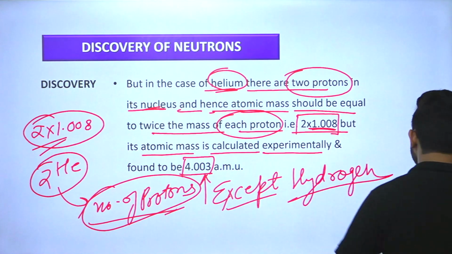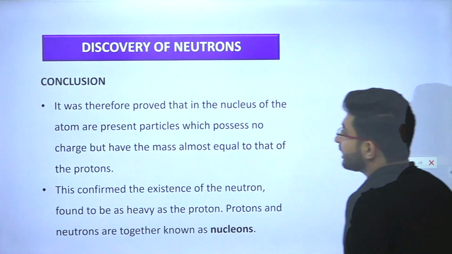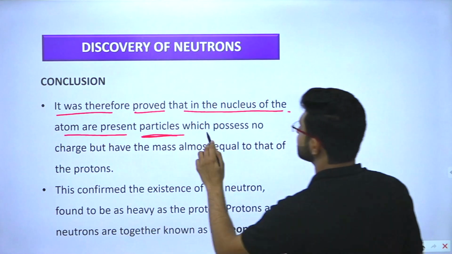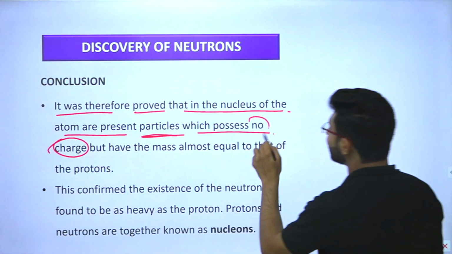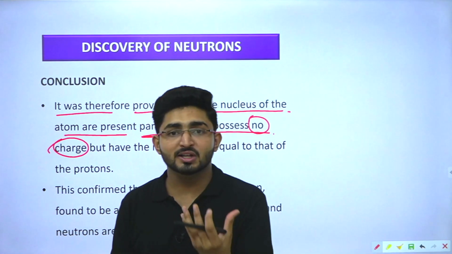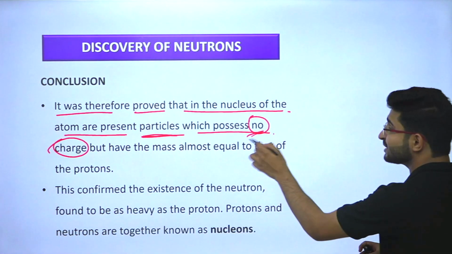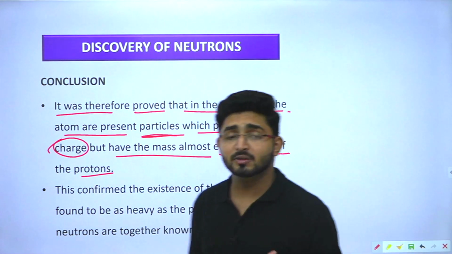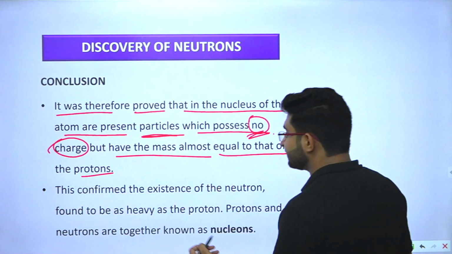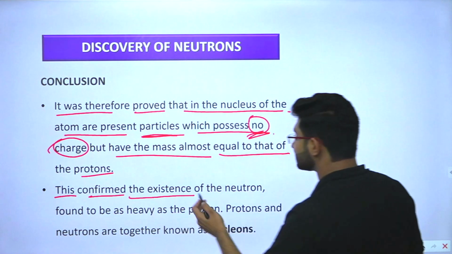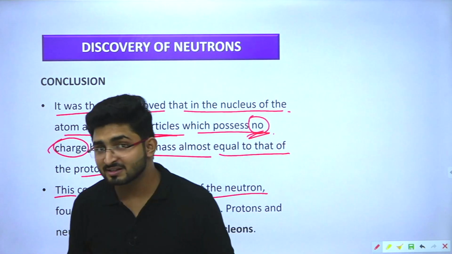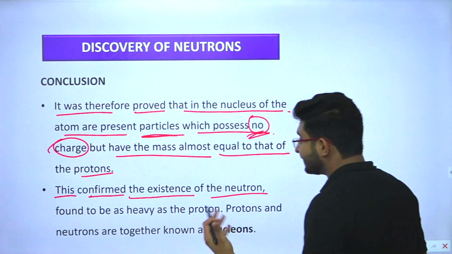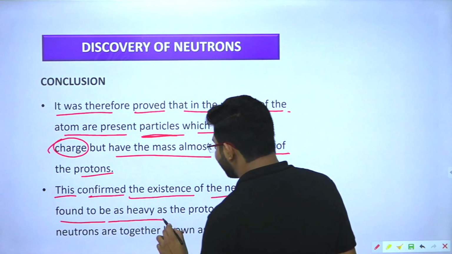So what did he conclude? After all these observations, he said it was proved that in the nucleus of the atom are present particles which possess no charge, but have a mass almost equal to that of the protons. The second point he considered was that this confirmed the existence of the neutron, a subatomic particle in the nucleus of the atom, other than the proton, found to be as heavy as the proton.